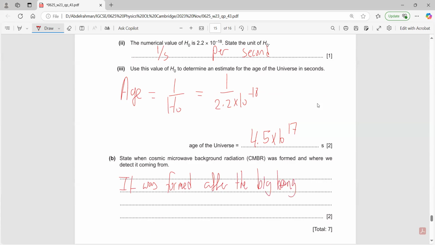Where can we detect it? We can detect it literally at any point in space. If you look at any point in space, you will find almost the same amount of CMBR radiation.